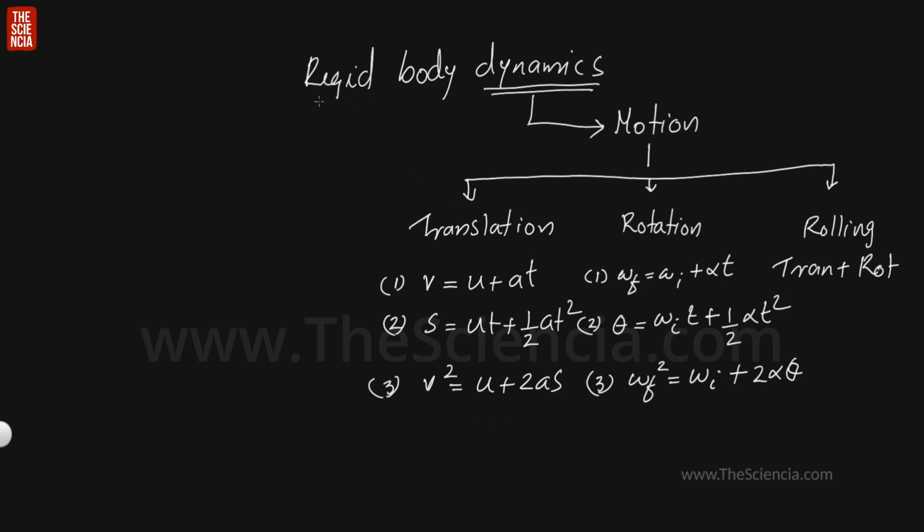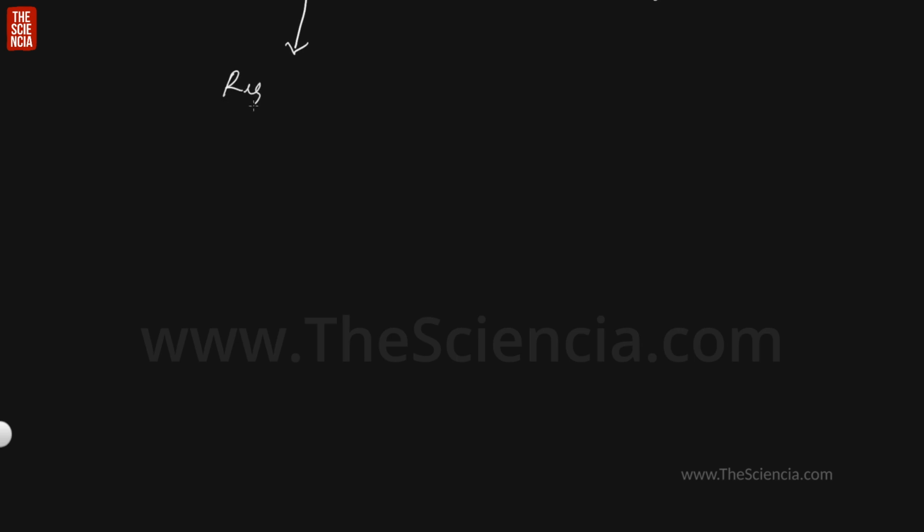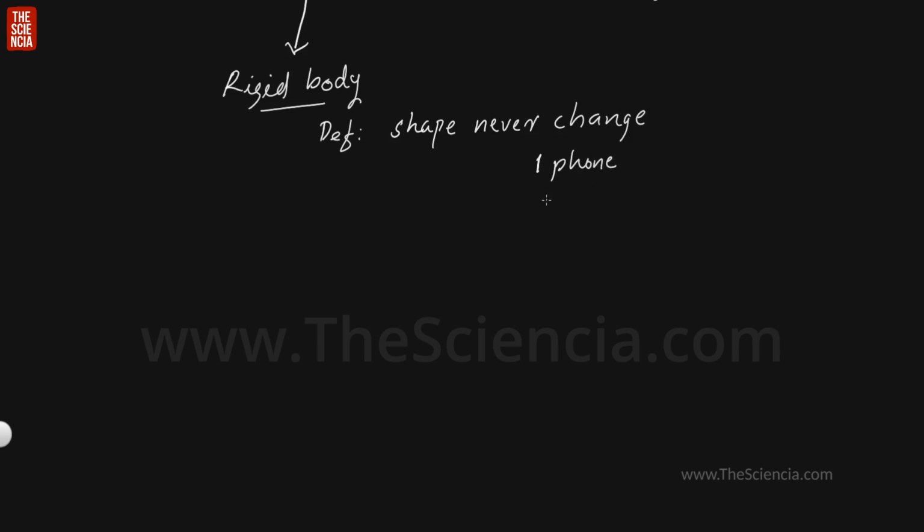And now, what is the second term? That is rigid body. What is its meaning? What is a rigid body? The definition of a rigid body is like this: a system of particles in which the distance between any two particles is fixed. That means the shape of a rigid body never changes. An example: your iPhone or your bangles. All these are rigid bodies because if they are in motion, they don't change their shape, right?